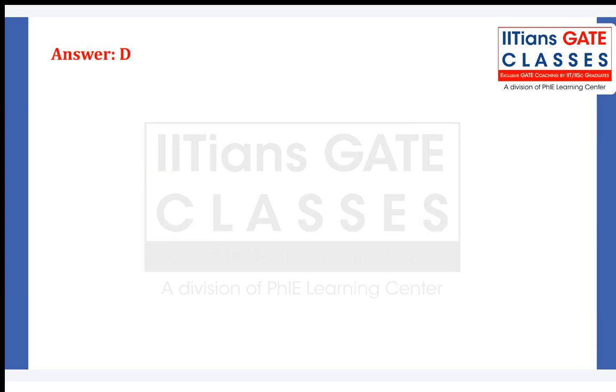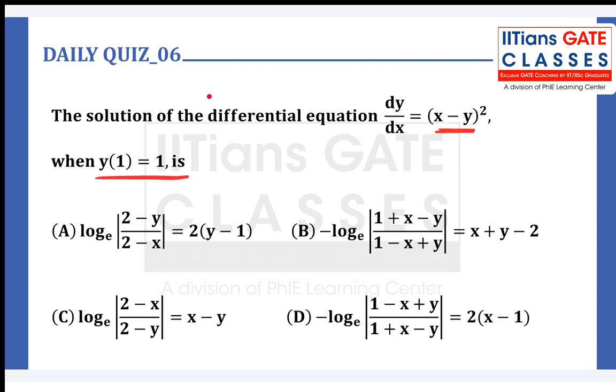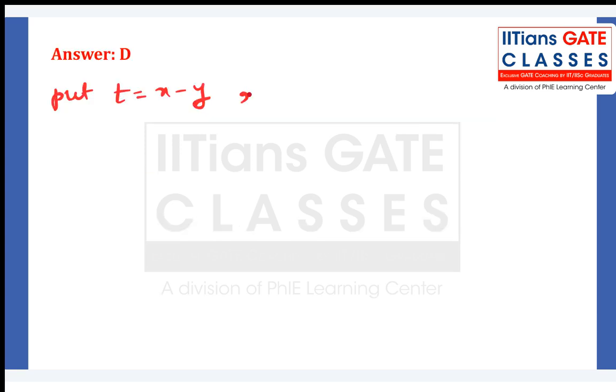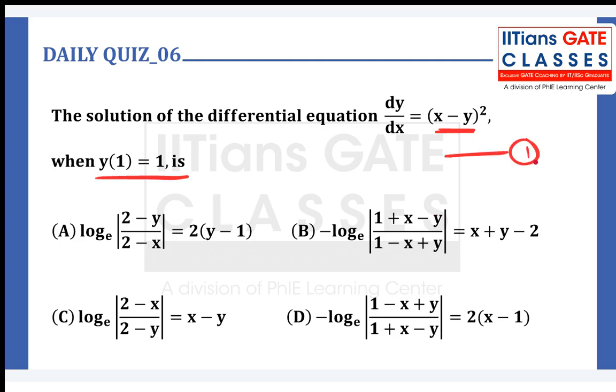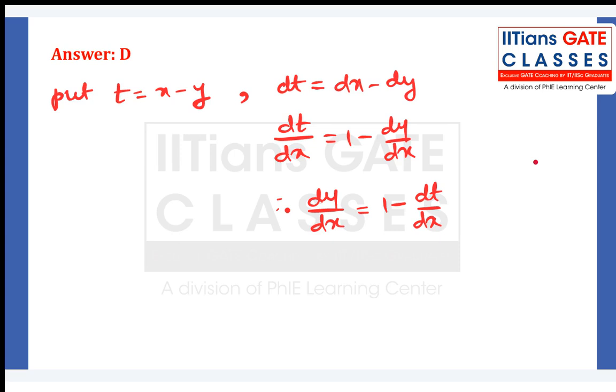Okay, so here also that is the easier way to do. What you can do is put some t equal to x minus y. In that case, you can write dt as dx minus dy. Therefore, dt by dx will be 1 minus dy by dx. Therefore, this dy by dx will be 1 minus dt by dx. We are doing this because in our differential equation, let's call this equation 1, there is a dy by dx and x minus y square, right? So this given equation modifies as 1 minus dt by dx equal to t square.